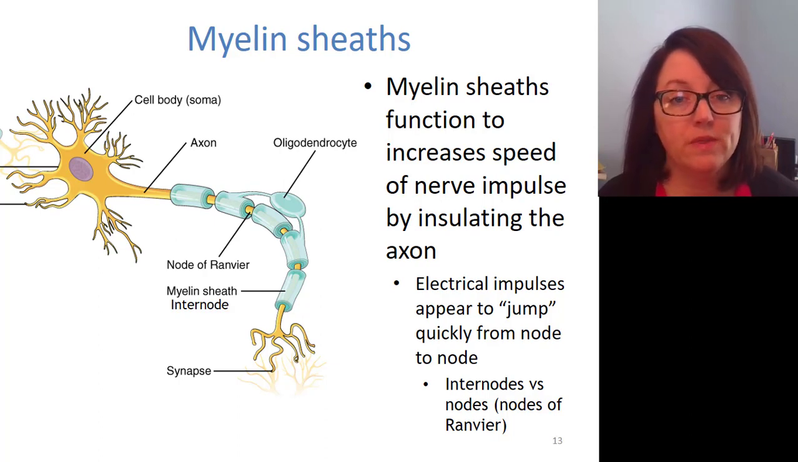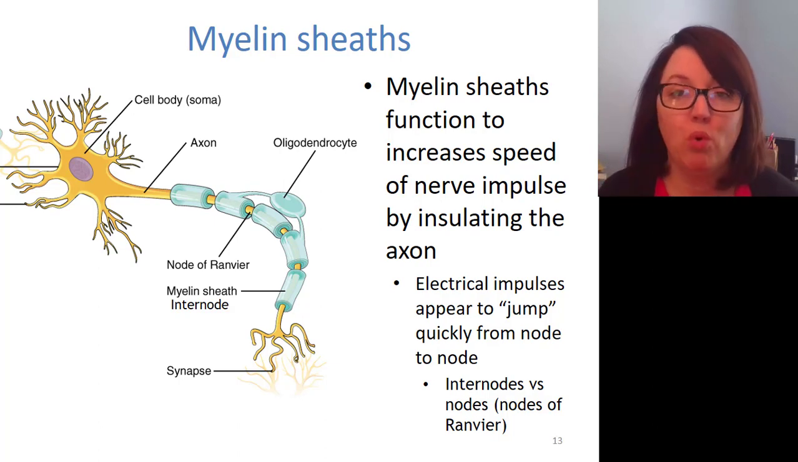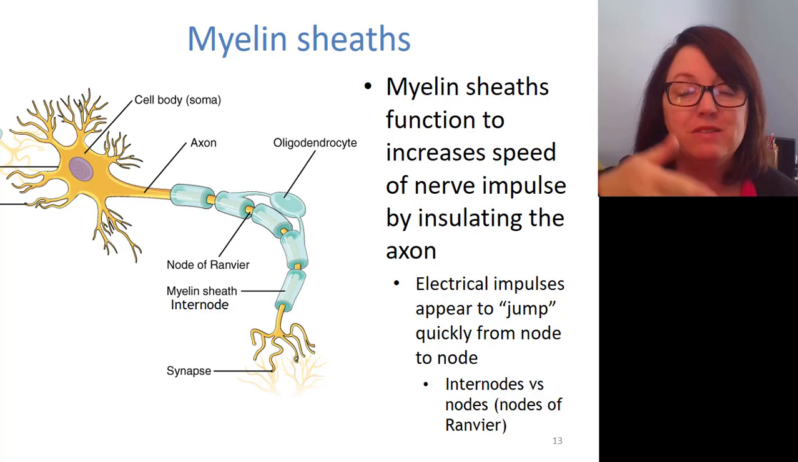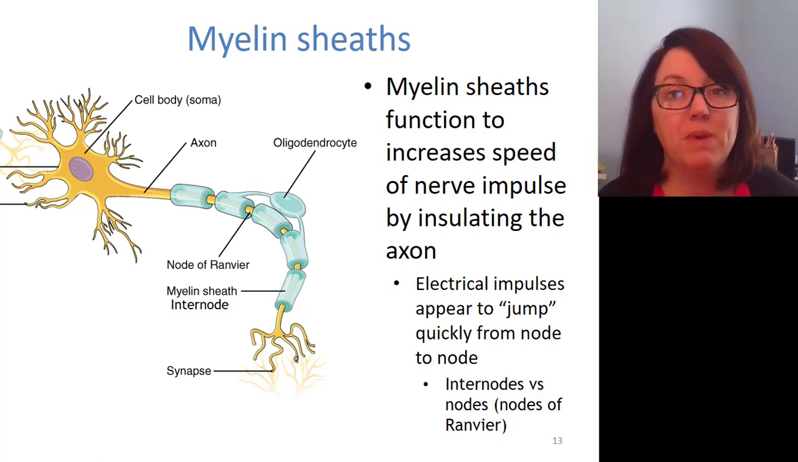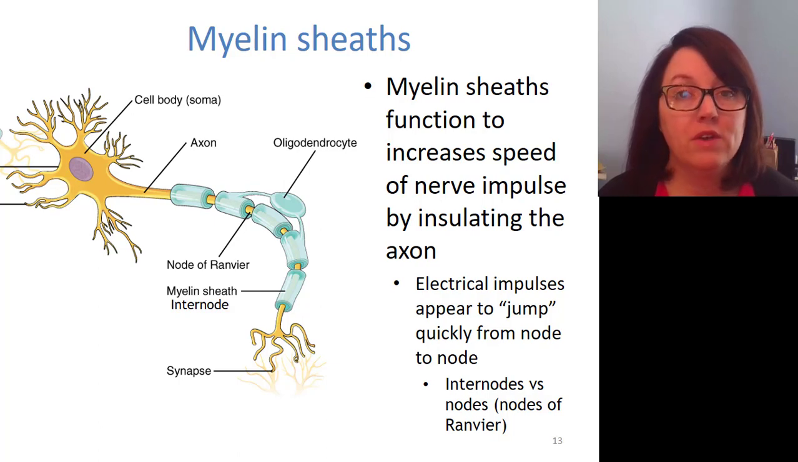Now, if you look closely at this picture, notice that the whole entire axon is not covered with myelin. So the myelin sheath is choppy, and that is really important. If it was a continuous layer, it wouldn't work right. So there are spaces between myelinated segments. These spaces are called nodes. So the nodes are the areas of the axon with no myelin along them. The areas of the axon that are myelinated are called internodes.